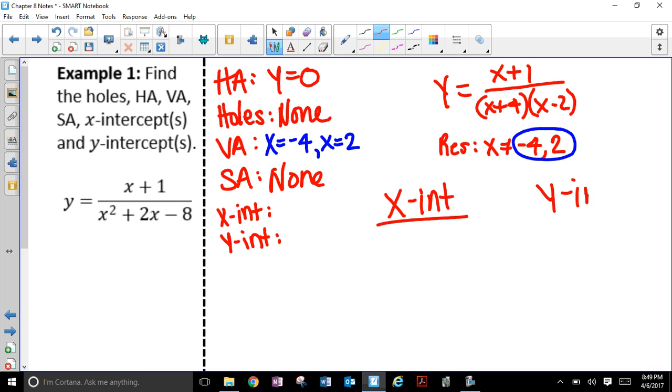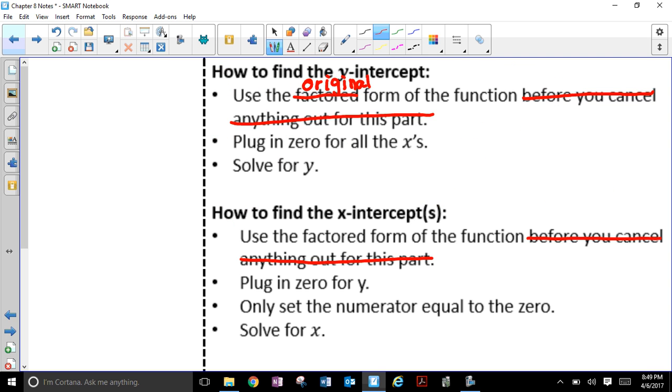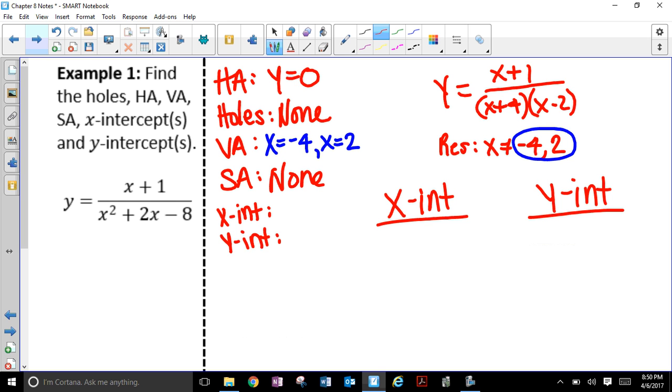Do the y-intercept over here. So the x-intercept was, use the factored form of the function and plug in 0 for y and set only the numerator equal to 0 and solve for x. Okay, so then I take the numerator, which is x plus 1, set it equal to 0, solve, so x would be -1. So that's where it intercepts the x-axis, but I want you to write it as an ordered pair, so it would be -1, 0. And it's 0 for y because that's when it lands on the x-intercept or x-axis, the y is 0.